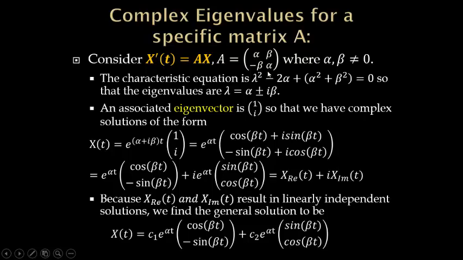Suppose you had a matrix of this form, so this might be 2, 2, 3, negative 3. In that particular form, when you solve for the characteristic equation, you're going to get imaginary or complex solutions. So your eigenvalues will be complex conjugates. This is a 2 by 2 system.